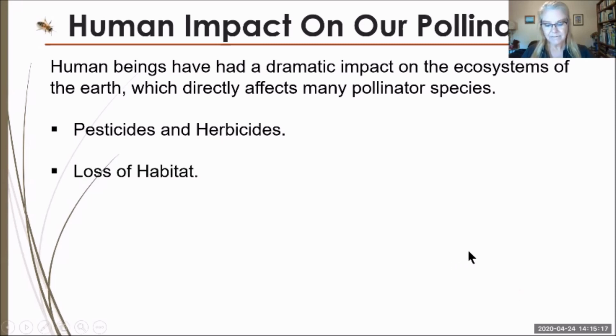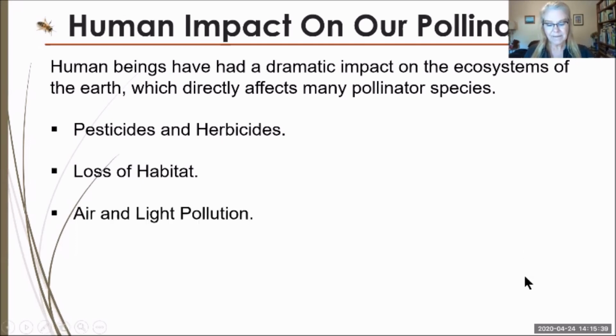Loss of habitat. People's ability to transform landscapes from meadows and fields into cities, neighborhoods, and farmlands is totally disrupting the natural habitats. The flowering plants, bushes, and trees that pollinators rely on for both food and habitat are completely disappearing.